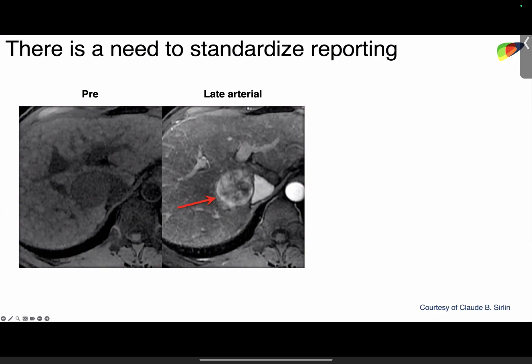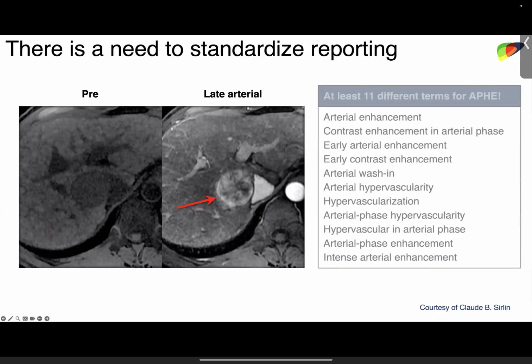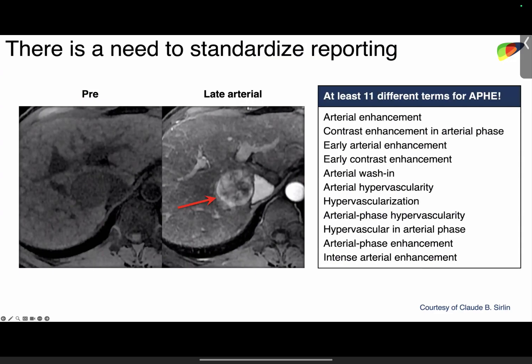On this image, we have pre-contrast and arterial phase T1-weighted fat-saturated MRI images, which show non-rim arterial phase hyperenhancement. If we look at the literature, there are at least 11 different terms that have been used to describe the same imaging feature, or APHE. And this is a brief example of terms encountered. It's not intended to be exhaustive or comprehensive.